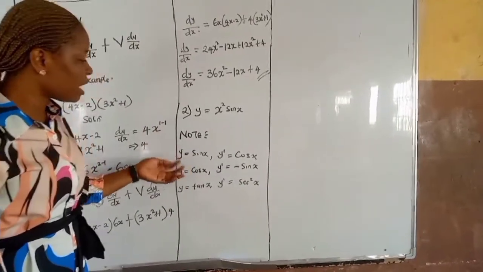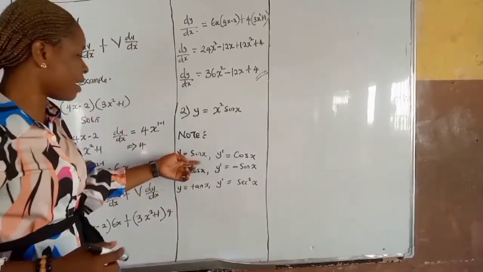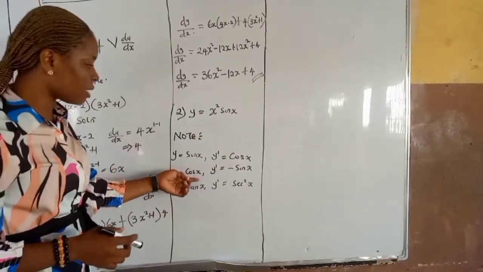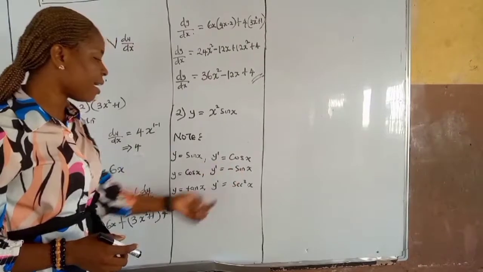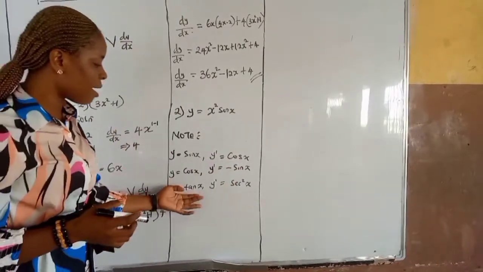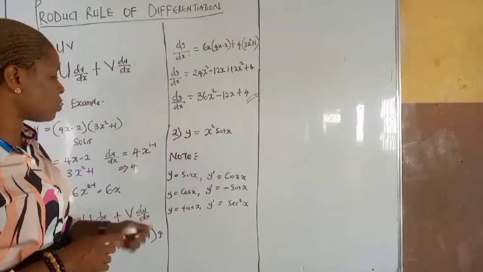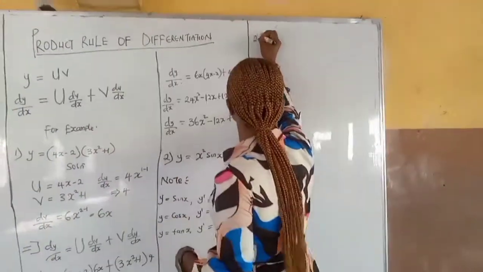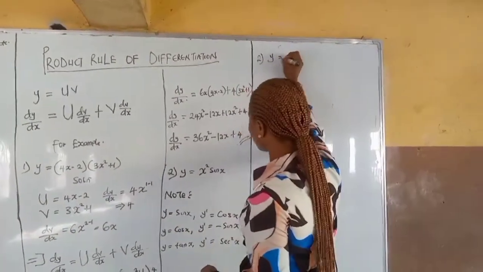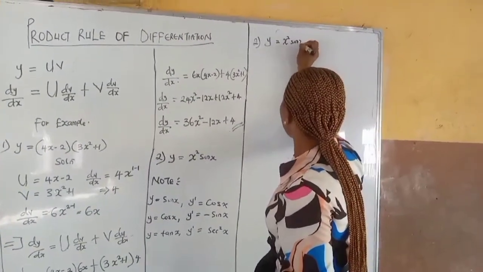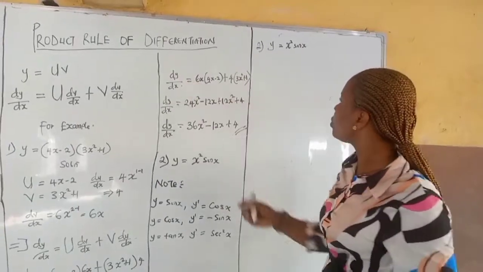These three things are very important for you to always remember when you're differentiating a trig function. When you're differentiating sine x, you have cos x. If you're differentiating cos x, you have minus sine x. And when you're differentiating tan x, you have sec squared x. So from this, let's see how we can solve this question 2. Say my y is x squared sine x, under the product rule.